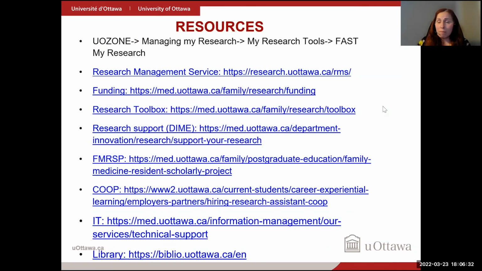Specifically to DFM, there are many resources. So if you go to the Ozone, you have the Fast My Research link, which has a lot of tools. You have the research toolbox on the third link. You have also a research management service provided by the department. So just click there and ask for help. You have many, many funds for different levels of research for different areas, and they're available on this third link.